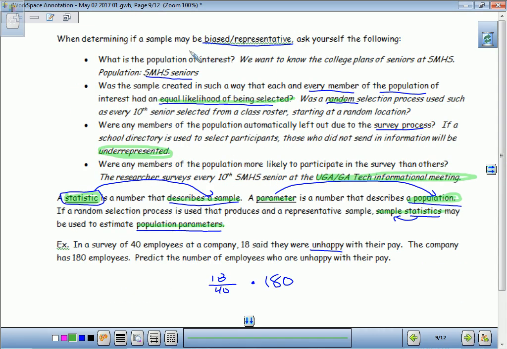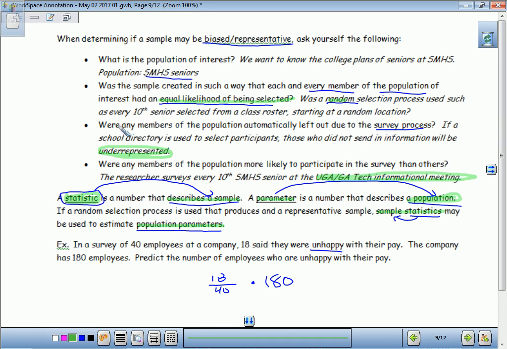All right, when determining if a sample is biased or representative, ask yourself the following. What was the entire population of interest? So, if we want to know what the college plans of seniors at Starsmall High School are, our population would be Starsmall High School seniors. Now, was the sample created in such a way that every member of the population of interest had an equal likelihood of being selected? So was the random selection process used, such as every 10th senior selected from a class roster, starting at a random location?